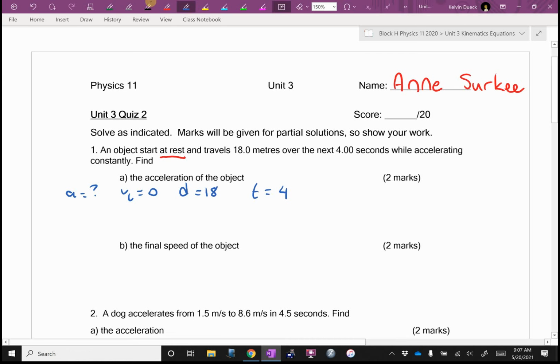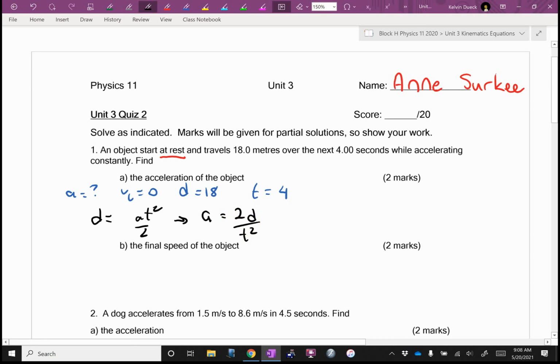You said, Mr. Dewick, it's going to be d equals 1/2 at squared. The other way you could write it is 0.5 at squared. The other way you can write it is at squared over 2, because that 1 in the 1/2 isn't really doing anything. We want to get the a by itself. How? Well, depending on how you wrote it. Yeah, go ahead. Yep. Getting the hang of this.